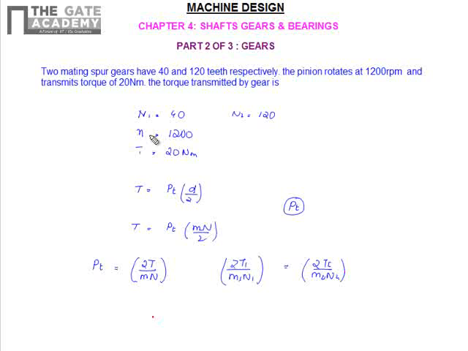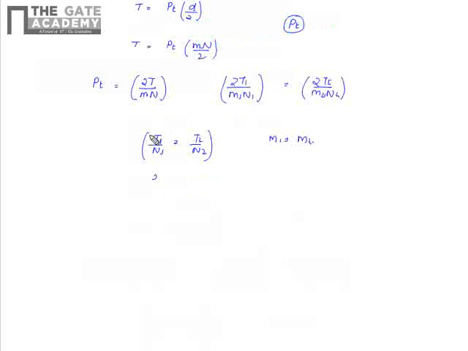So when we substitute, we can say T1 by n1 is equal to T2 by n2, because m1 is equal to m2. From this, T1 is given as 20 Newton meter, so 20 divided by n1, which is 40, is equal to T2 divided by n2, which is 120. So T2 is equal to 20 into 120 divided by 40, which is nothing but 60 Newton meter. Therefore the torque transmitted by the gear will be 60 Newton meter.